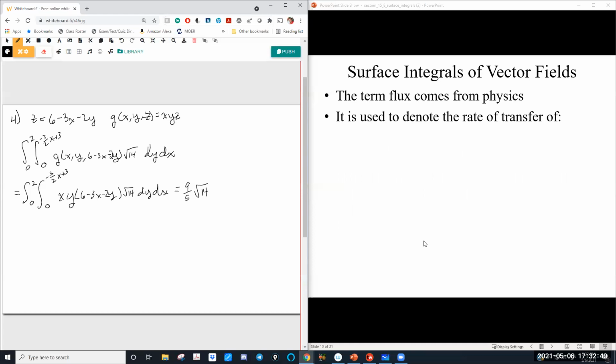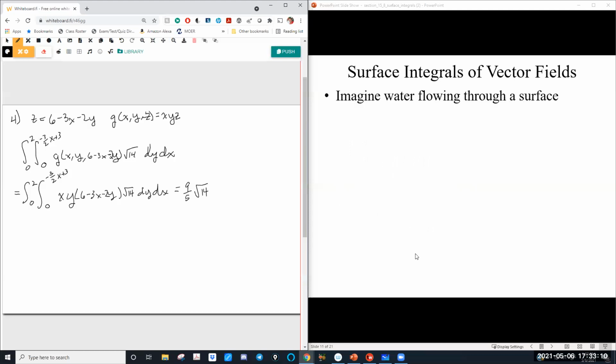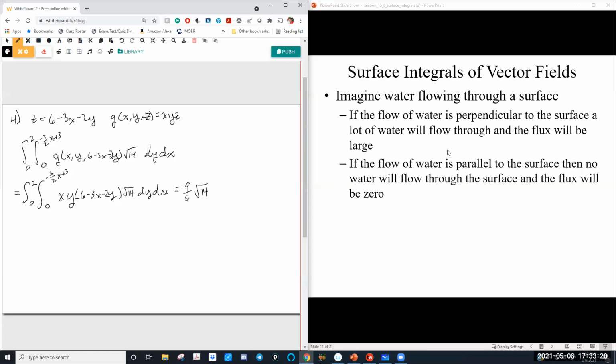So flux is a term used in physics, and it can be a rate of transfer of fluid, particles, or energy. So there are a lot of uses for flux integrals in physics. And just to give you an intuitive sense of what's going on, if you imagine water flowing through a surface, if the flow of the water is perpendicular to the surface, a lot of water is going to flow through and the flux will be large.